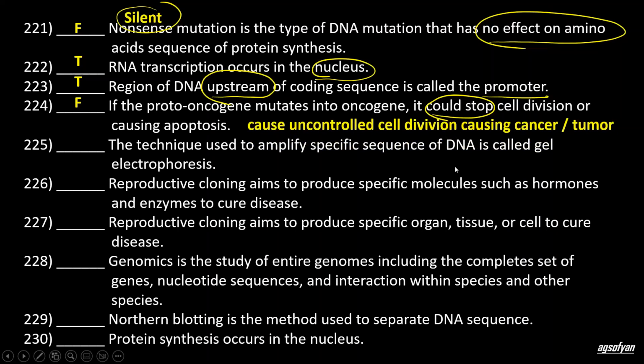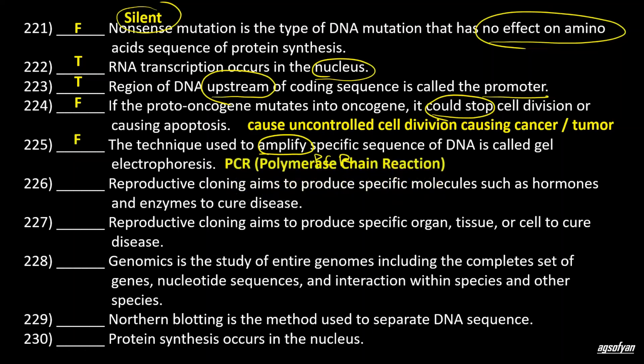The technique used to amplify specific sequence of DNA is called the gel electrophoresis. True or false? It should be false. To amplify we need what we call the PCR. This is false. It should be polymerase chain reaction or PCR to amplify sequence of DNA.